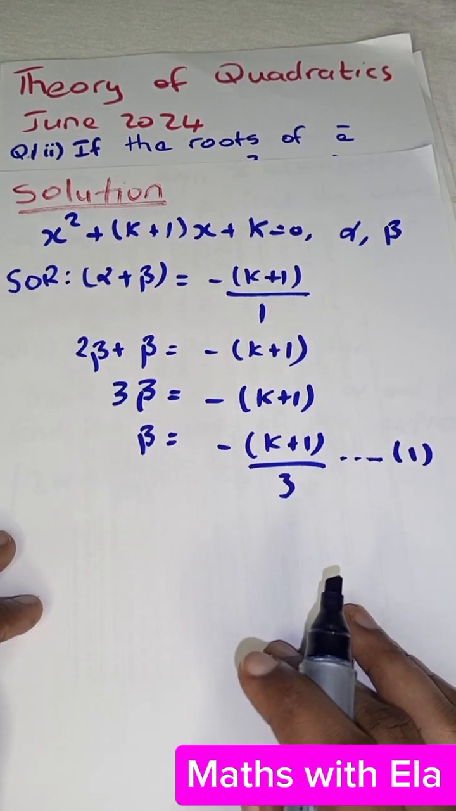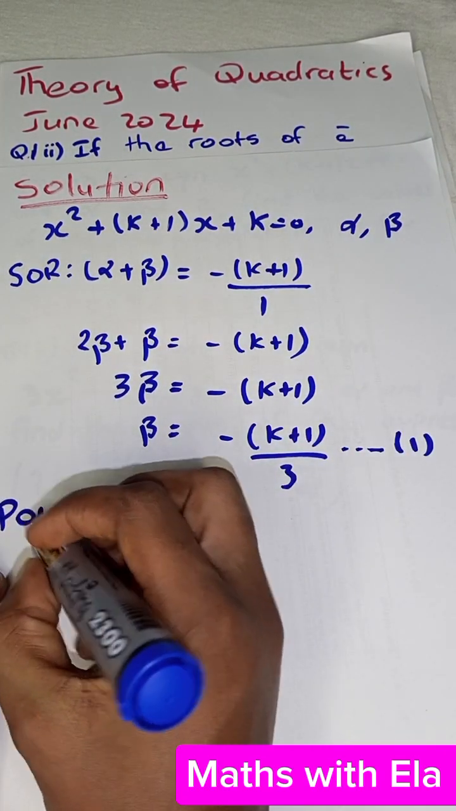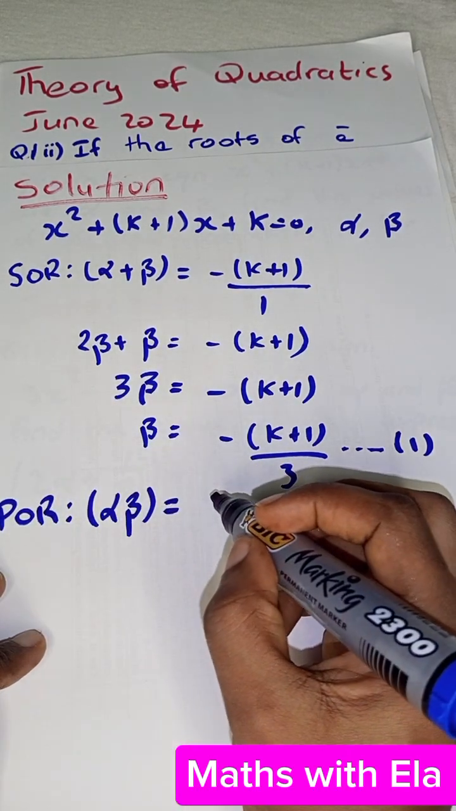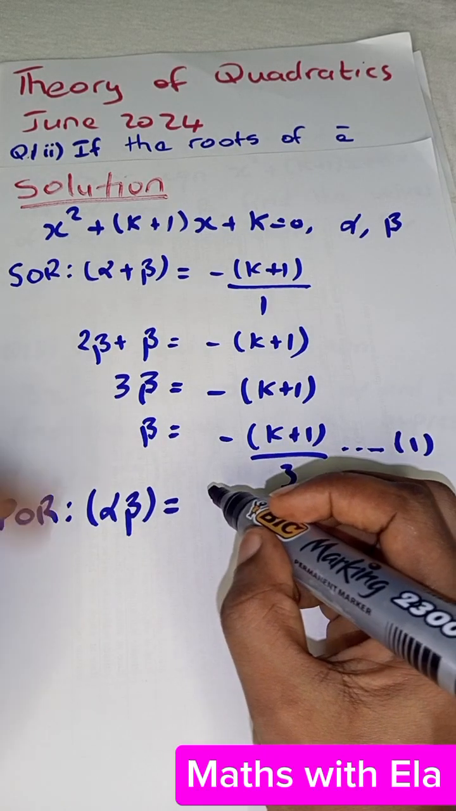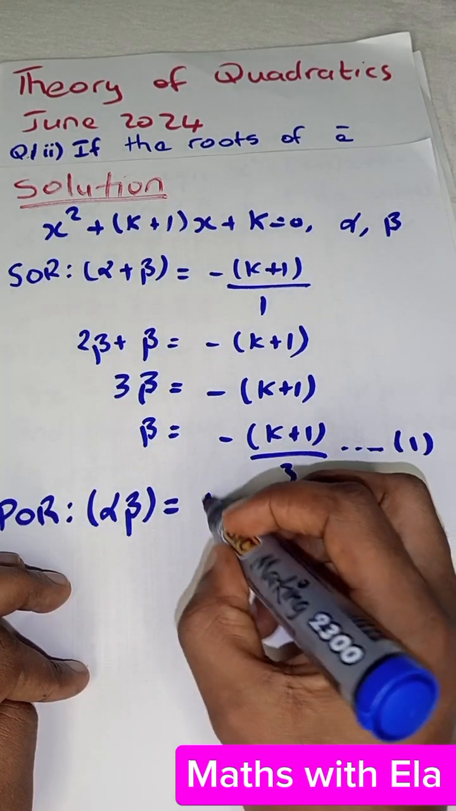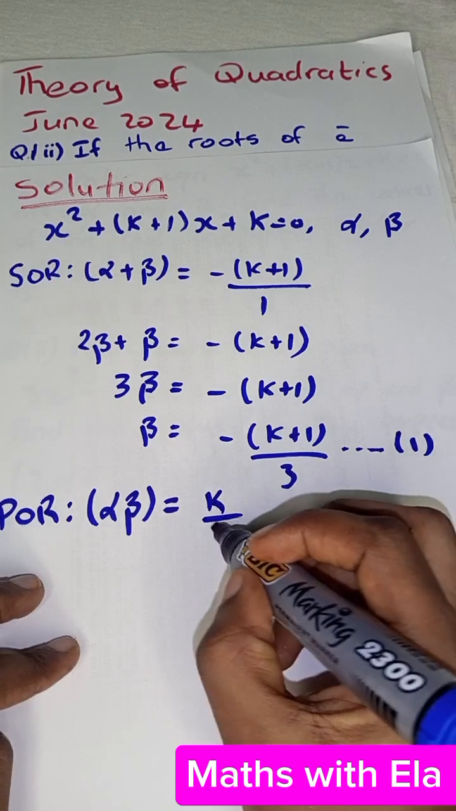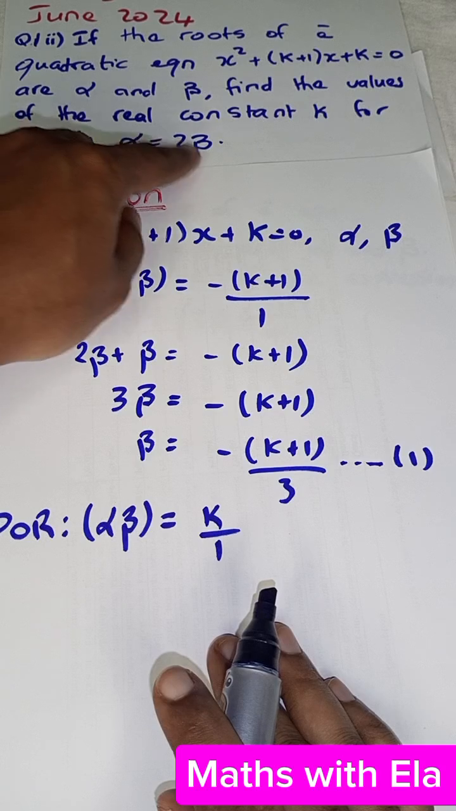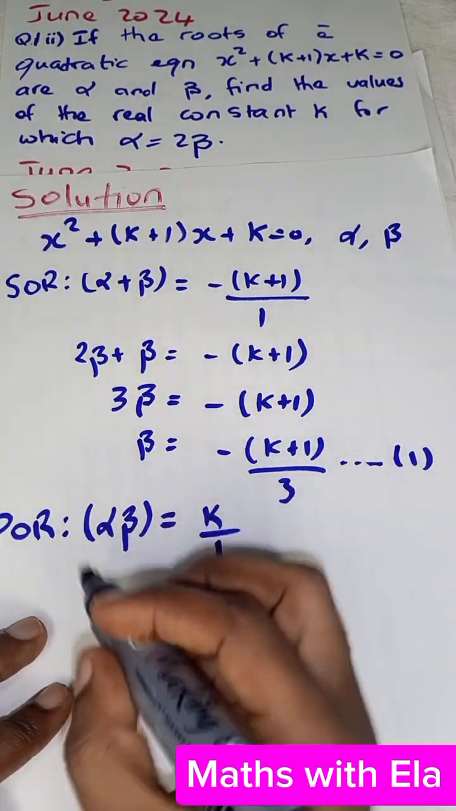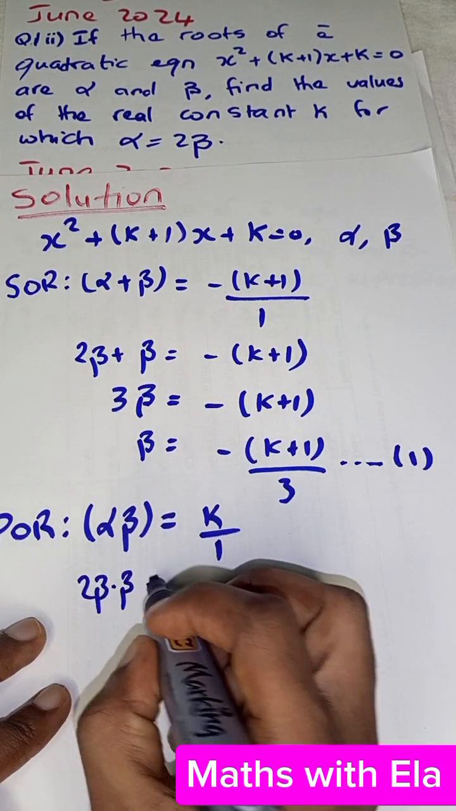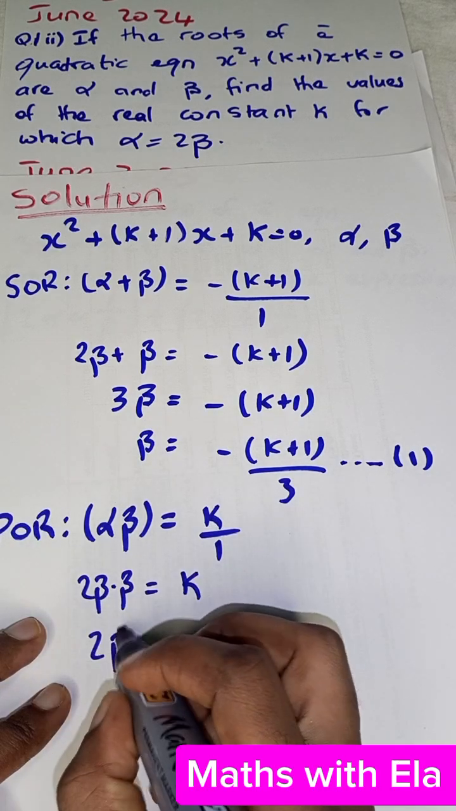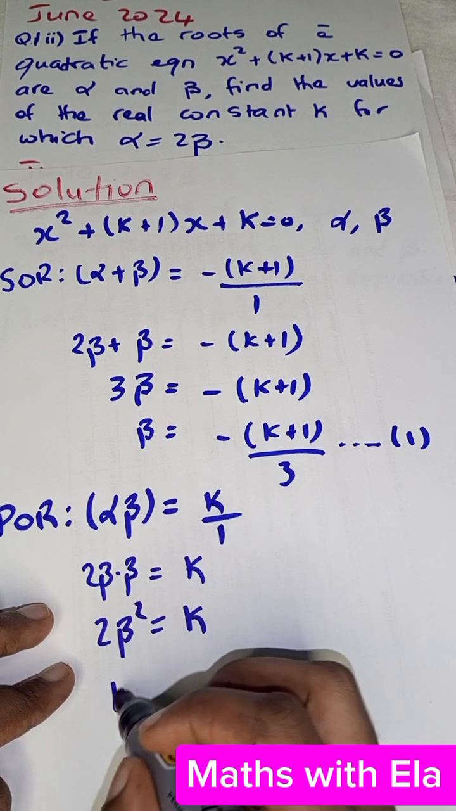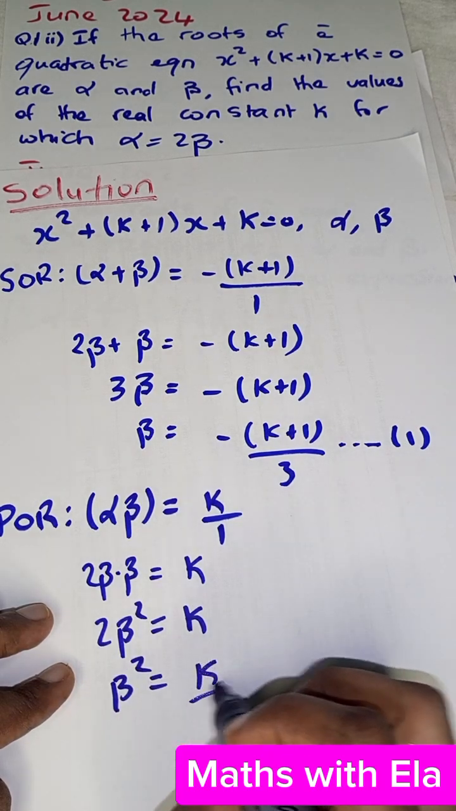Now the next thing will be to find the product of roots. Again, the roots are alpha, beta. Product of roots, c on a. c is the constant term k, and a is the coefficient of x squared, 1. So, again, going by the condition that was imposed in the question, alpha equals 2 beta. Replacing this alpha with 2 beta, we have 2 beta times beta equal to k. So 2 beta squared is equal to k, and beta squared is equal to k on 2.